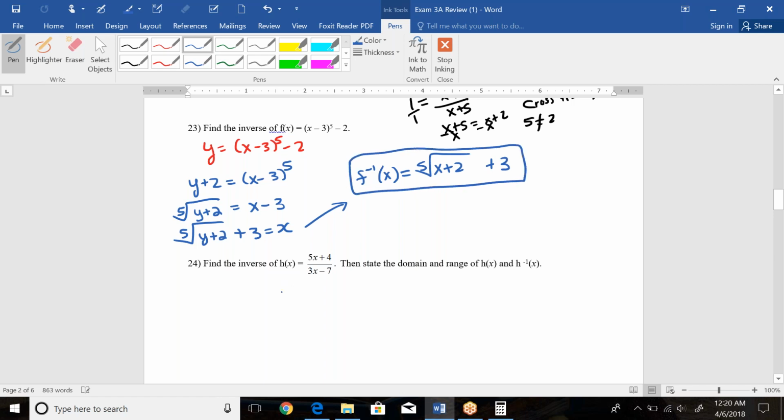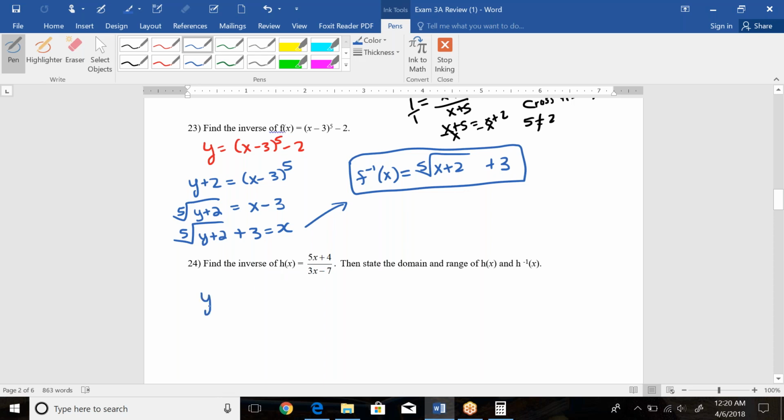Okay? And by swapping x and y again here, because now this is a y and this is an x, that's changing the domain and range. Because all we did in this first step is we resolved for a different letter. Now we've swapped domain and range. Okay, so let's do the same technique for number 24.